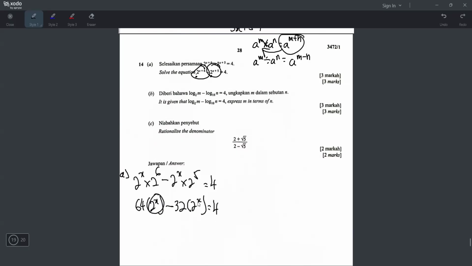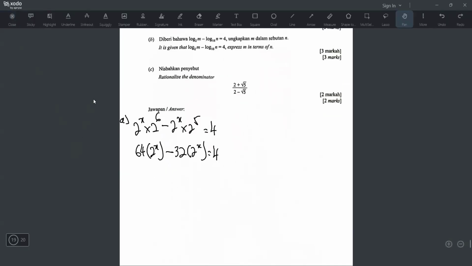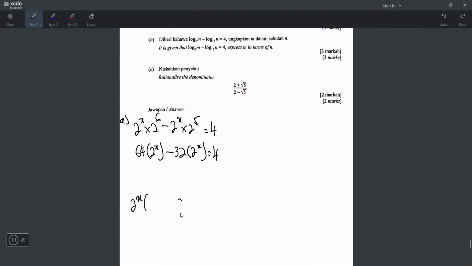And did you realize this bracket and this bracket, dia sama? So kalau dia sama, boleh tak kita factorize? Boleh kan? So when you factorize, it becomes 2 power x, and then you left with 64 minus 32 like this. And then kalau you buat ini, you will get the answer 32 here. And then you can pindah the 32 here, and then you can find x, right?